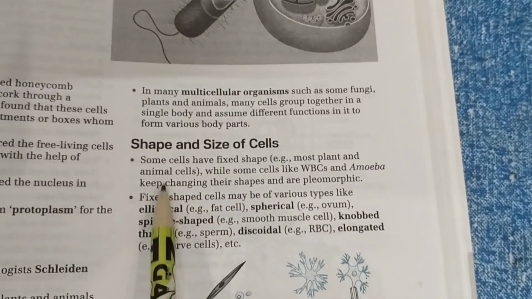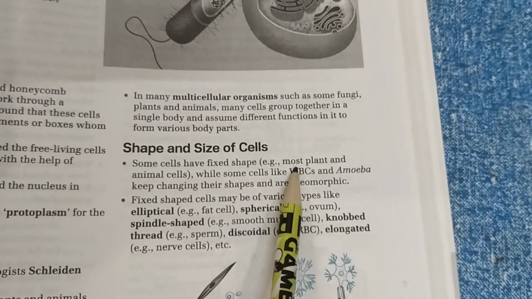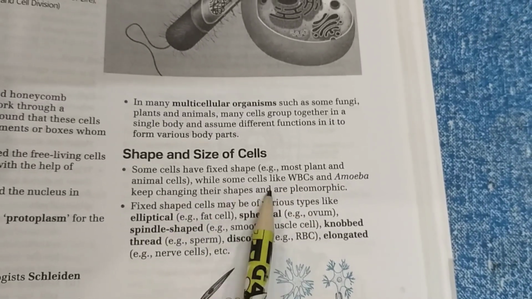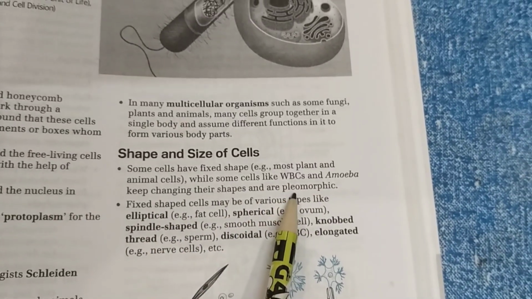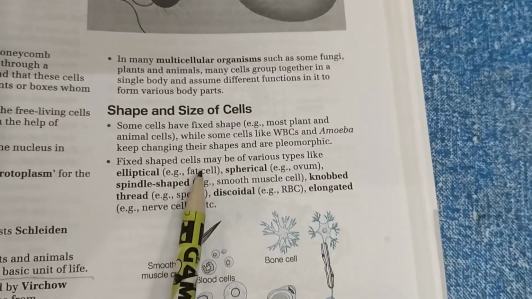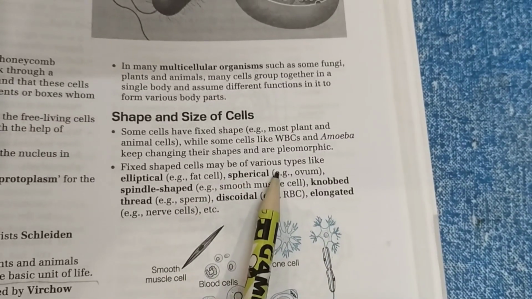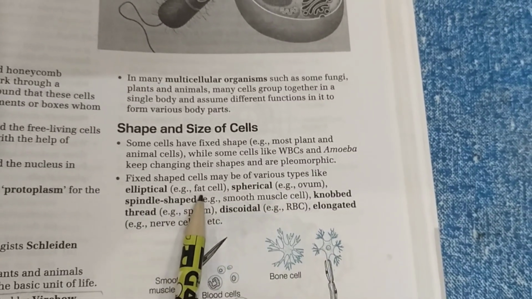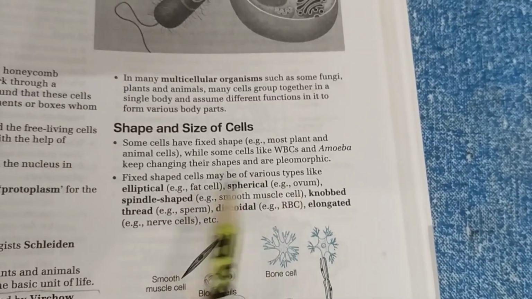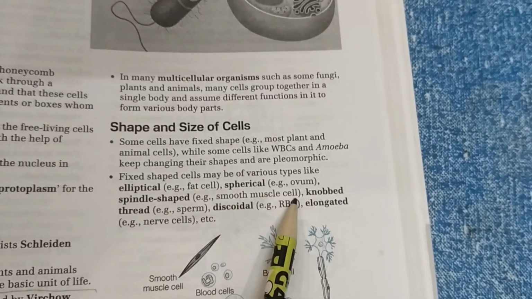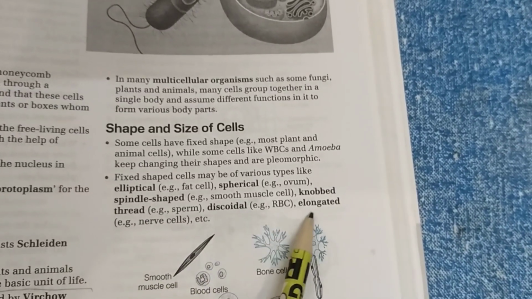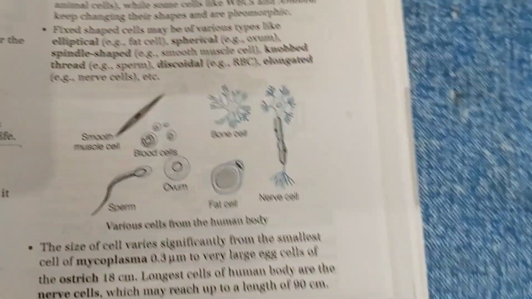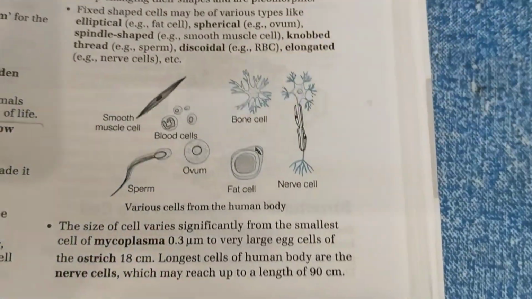Shape and size of cells. Some cells have fixed shapes, for example most plant and animal cells, while some cells like WBCs and amoeba keep changing their shape and are pleomorphic. Fixed shape cells may be of various types: elliptical, for example fat cells; spherical, for example ovum; spindle shaped, smooth muscle cells; knob and thread, for example sperm; discoidal, for example RBC; elongated, nerve cells, etc. So you can have a look at these various cells from the human body.